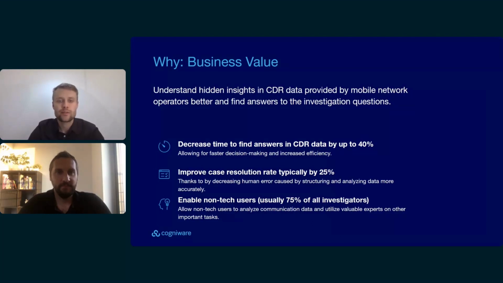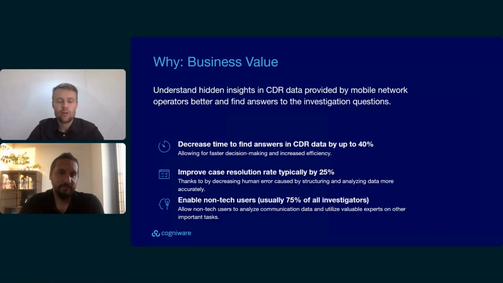Out of our experience from previous implementations of this system, we can state that the time to find the answers in the CDR data can be decreased by up to 40% because of the multifunctionality of the system, and you are able to visualize all the connections as Martin showed. This is also coupled with improved case resolution, and from our experience, it can be about a 25% increase in the resolution, which can be quite good.